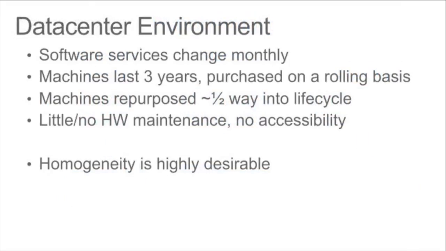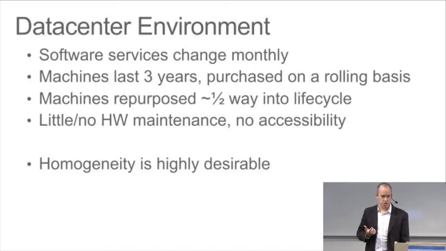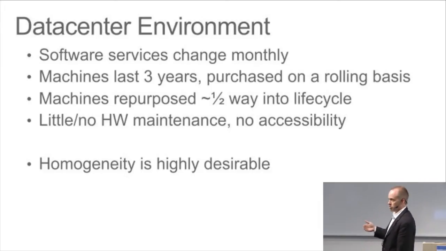Okay, so just to summarize what the data center environment looks like, and I'd like you to keep that in your mind as we talk about the architecture that we've built to do specialization in the data center. Your software services are changing rapidly. Your machines are going to last about 3 years, but you purchase them on a rolling basis. So every quarter, you purchase a new set and you retire a set. And then, of course, frequently you're rolling over your machines to new services.